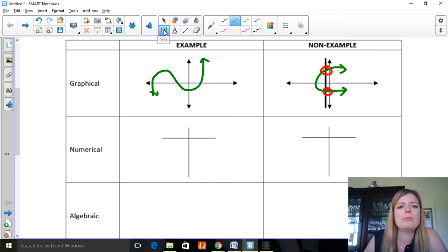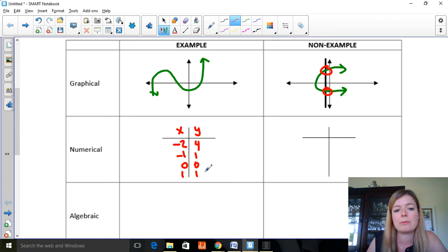Okay, a numerical example, numerical is just a fancy way of saying table of values. So if you have your x and your y, let's say you put in -2 and you get out 4, and you put in -1 and you get out 1, and you put in 0, you get 0, 1, you get out 1. Okay, every x value just corresponds to one y value.